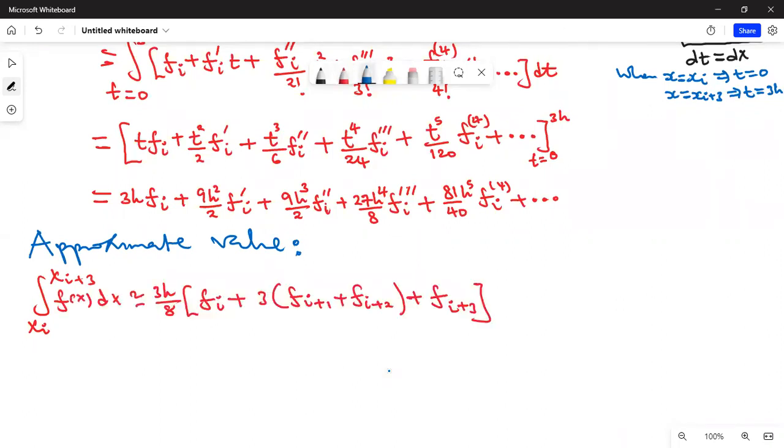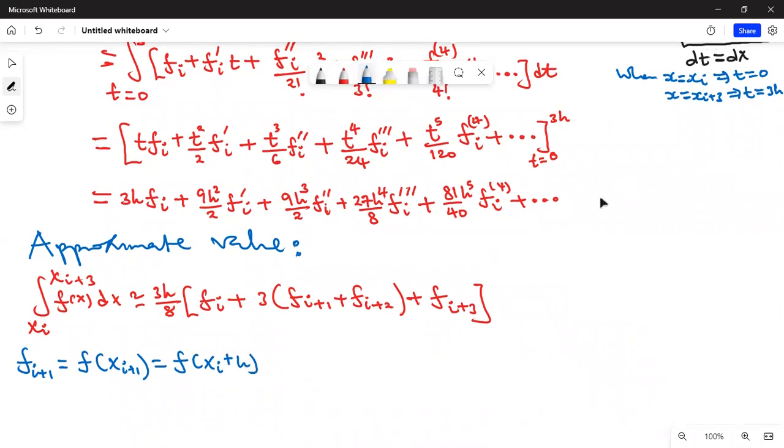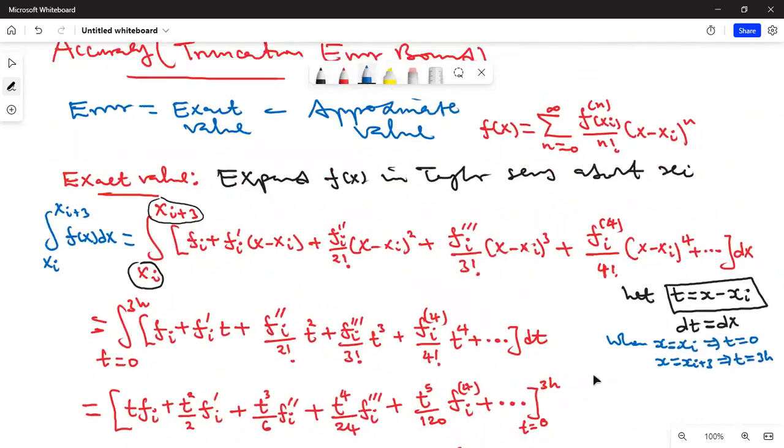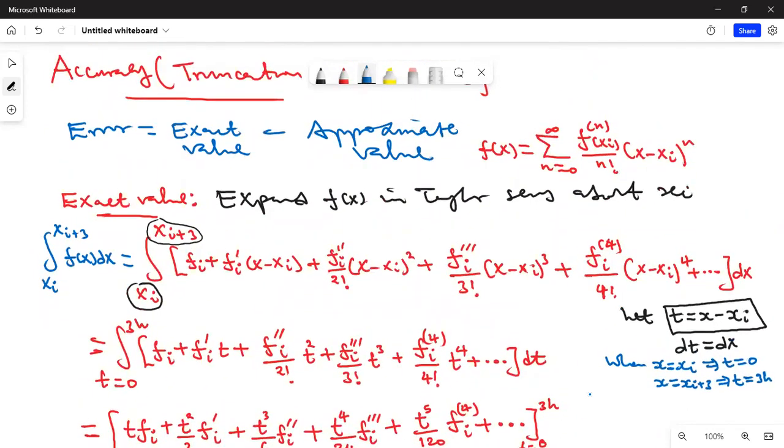Let's start with f i plus 1. F subscript i plus 1. How else can you write this? It is the same as writing f of x i plus 1. And remember, x i plus 1 is the same as xi plus h. So it's the same as f of xi plus h. So when you go to the Taylor series expansion, where there is x, you replace that by xi plus h here.